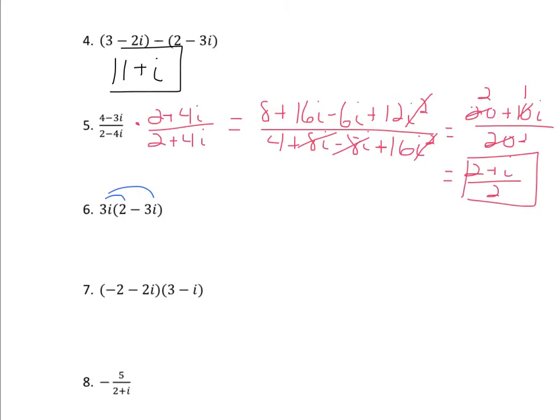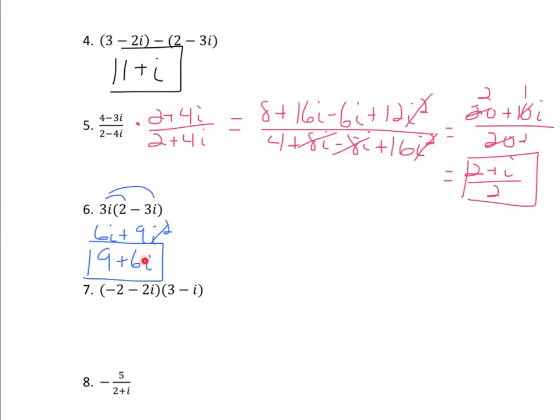Back to distributing. We're going to distribute this i in here. We've got 6i minus 9i squared. i squared becomes negative 1. Change the sign. Final answer, 9 plus 6i. Notice how I always put the real term first and the imaginary term second, even though this is technically the same thing. We just write complex numbers with the real term first and the imaginary second. Just get in the habit.